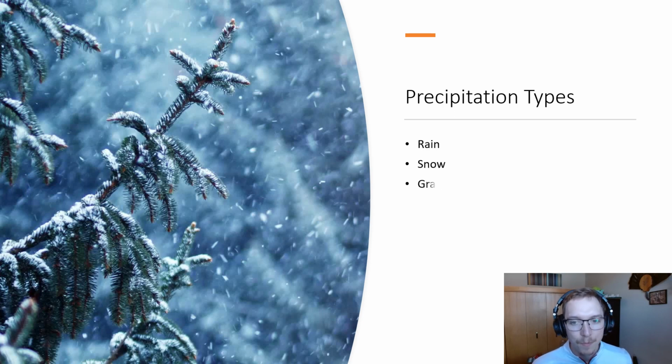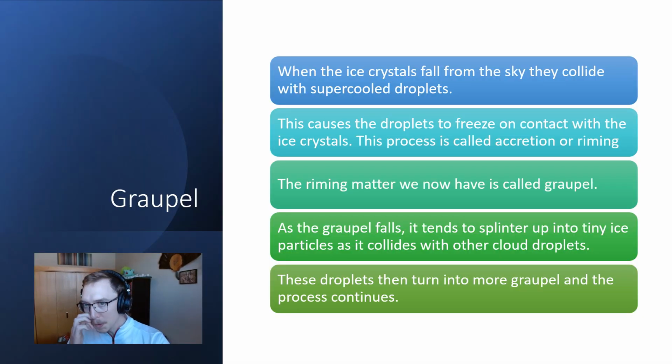Next, we've got graupel. This is an interesting one. When ice crystals fall from the sky, they collide with supercooled droplets. We talked about that, but this causes those droplets to freeze on contact, leading to accretion or riming. And rimed matter is what we call graupel. You have that riming that occurs onto the ice crystals, and then as it condenses, that fuzziness that we saw in that picture earlier, that's what we call graupel. As the graupel falls, it tends to splinter into tiny ice particles as it collides with other cloud droplets. These droplets then turn into more graupel. The process continues.